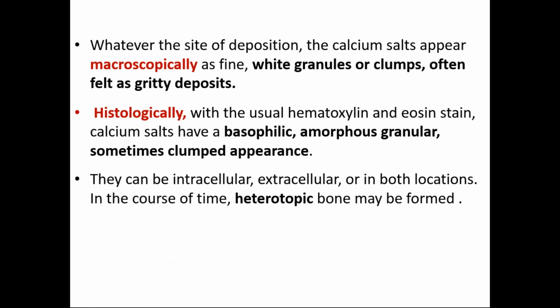Whatever may be the site of the deposition, the calcium salts mainly appear grossly or macroscopically as fine white granules or clumps, often felt as gritty deposits, and histologically with the usual H&E stain, these calcium salts have a basophilic, amorphous, granular appearance. They can be intracellular, extracellular, or in both locations. In the course of time, heterotopic bone may be formed.